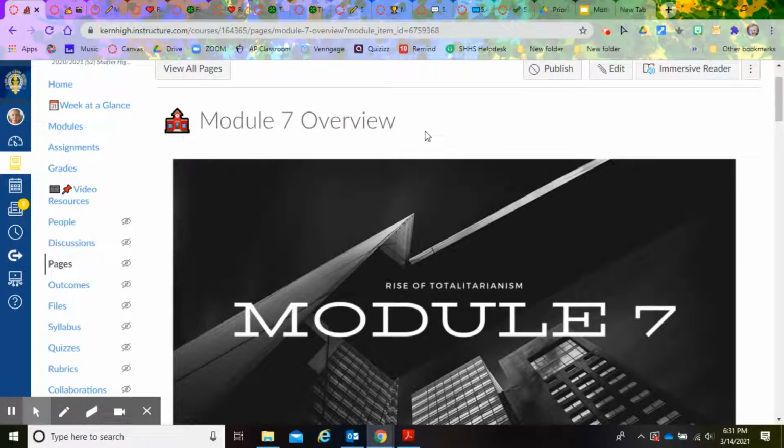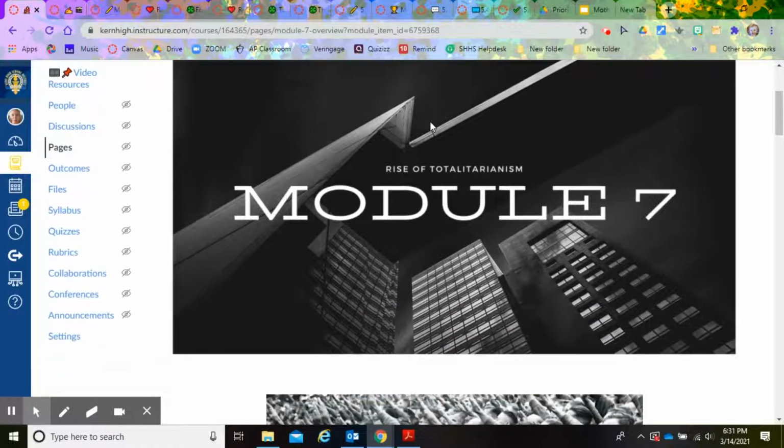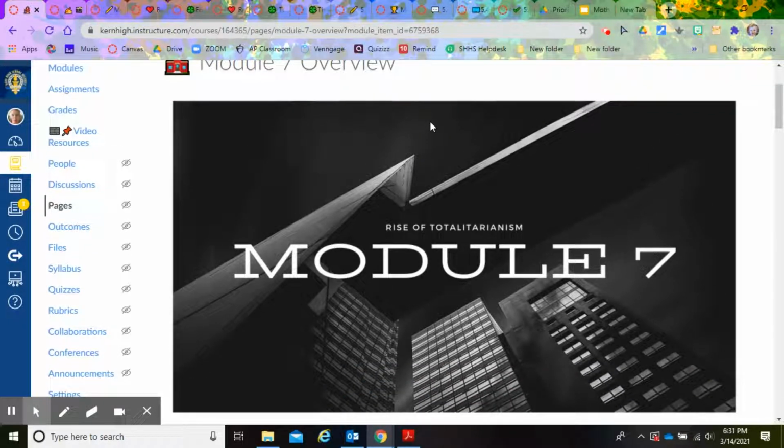Okay, as you can see, we are on our Module 7 overview page found in the first part of the unit. I made this picture and I think it's really spot on when it comes to the coldness and the institution that is this type of government, which is totalitarianism. That is a tongue twister for sure. But in this module, we are going to cover the rise of totalitarianism. So get used to hearing that word, and we're going to learn what that word is in this unit.